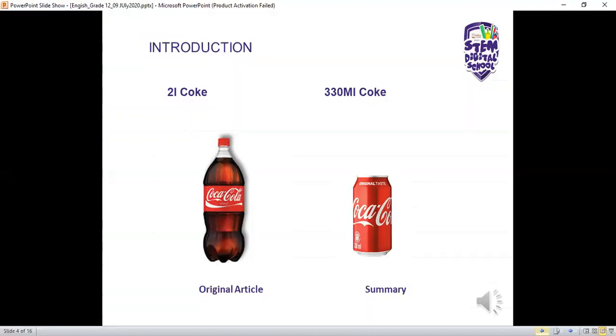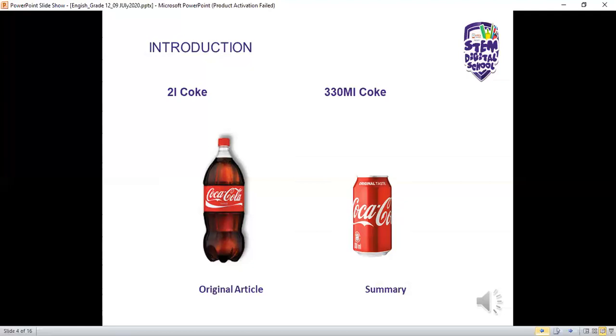The size is reduced with the 330, but the taste is the same. So the 330 ml as well as the 2 liter Coke, when you drink them, you get the same taste, the same experience, because they are both tasting the same. So the content is the same, the container and the size is different. So that's what you do when you're summarizing. You keep the content the same.